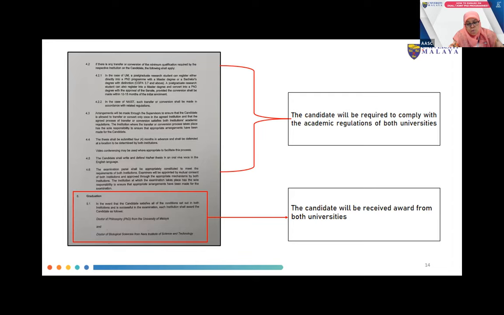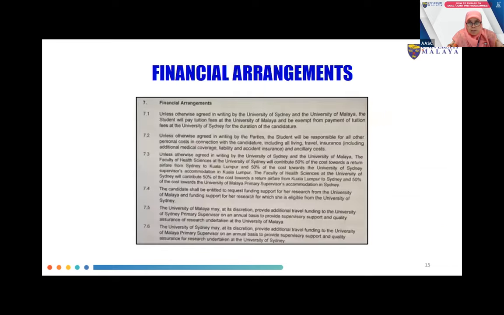As for UM, we insist on having both names on our scrolls. But for the host university, it depends whether they want to include our university name or not. But mostly they agree to have it. Next, definitely in this MOU, we should have content about the financial arrangements. Here is the place where we specify the items of money matters that we can support or not support.